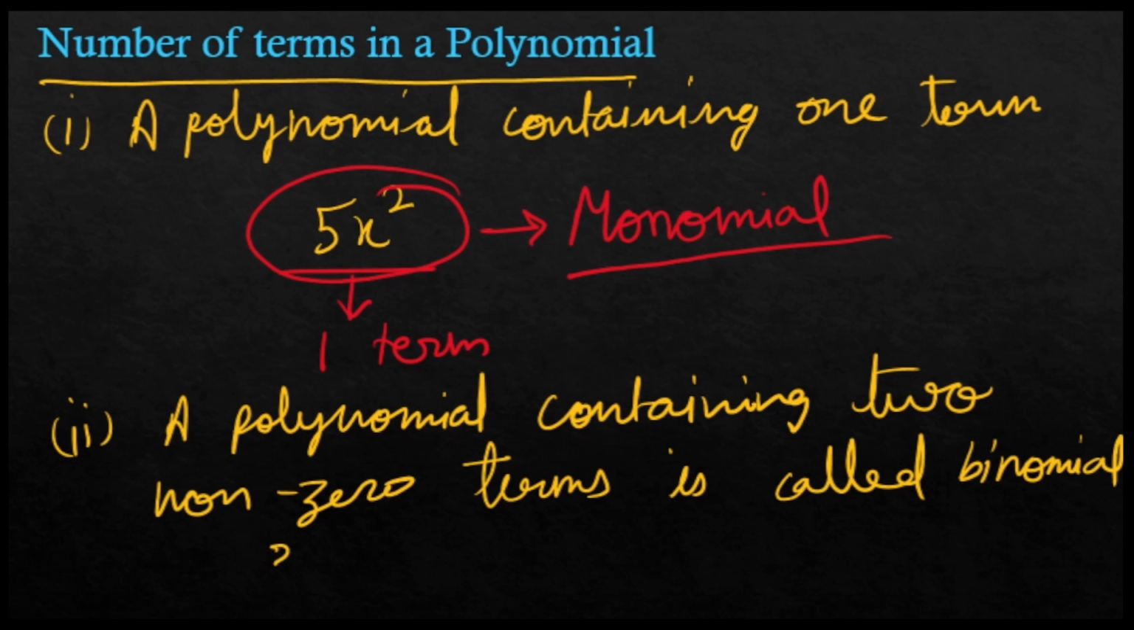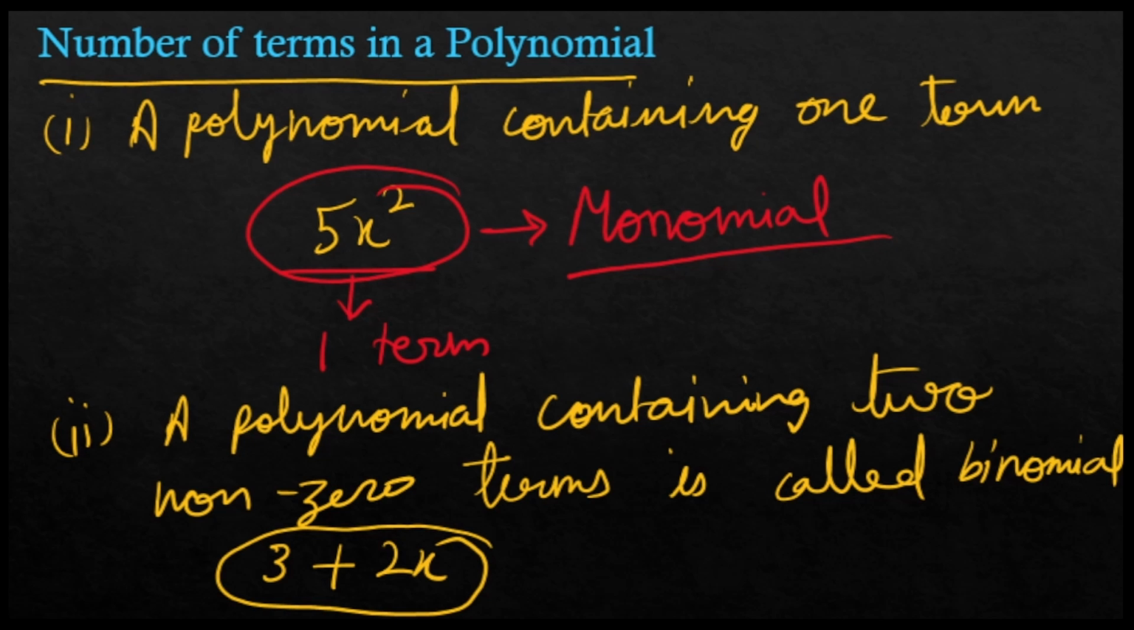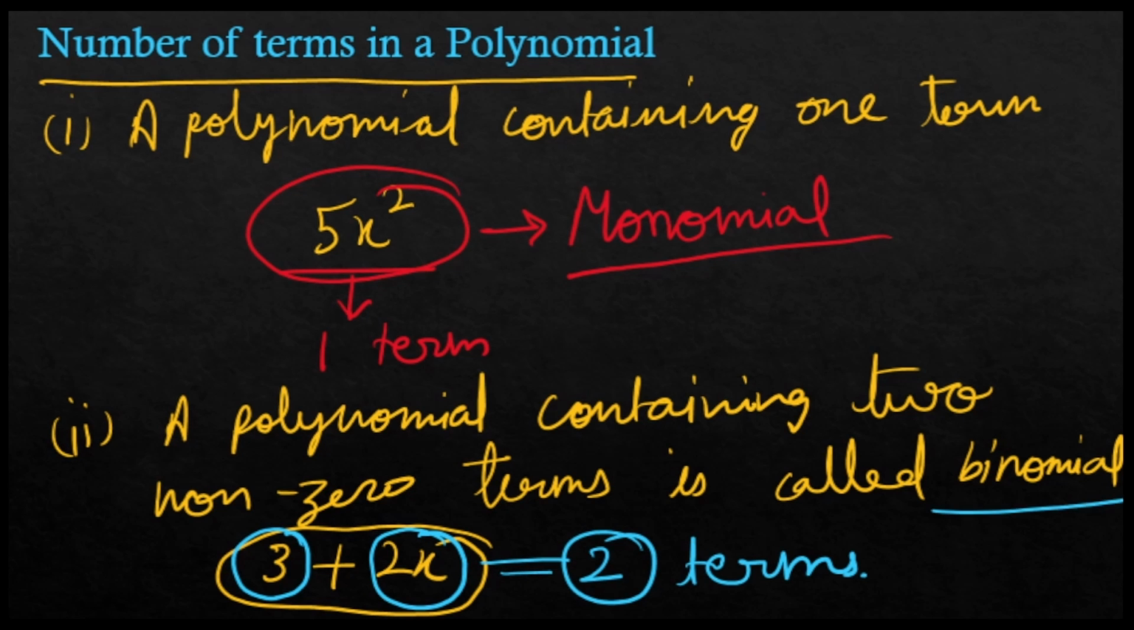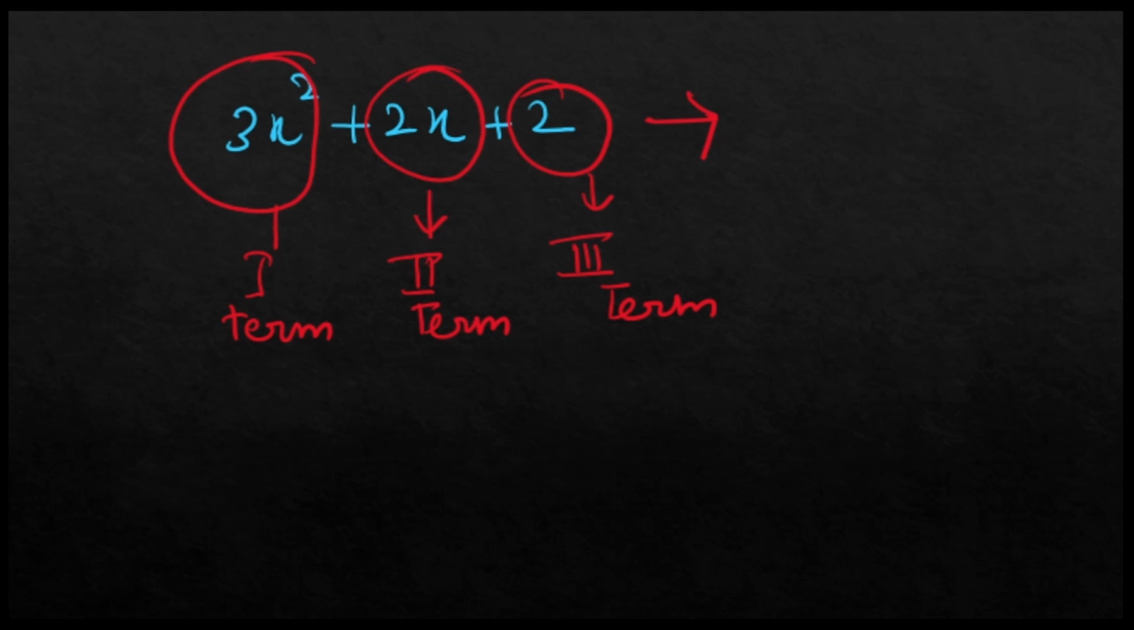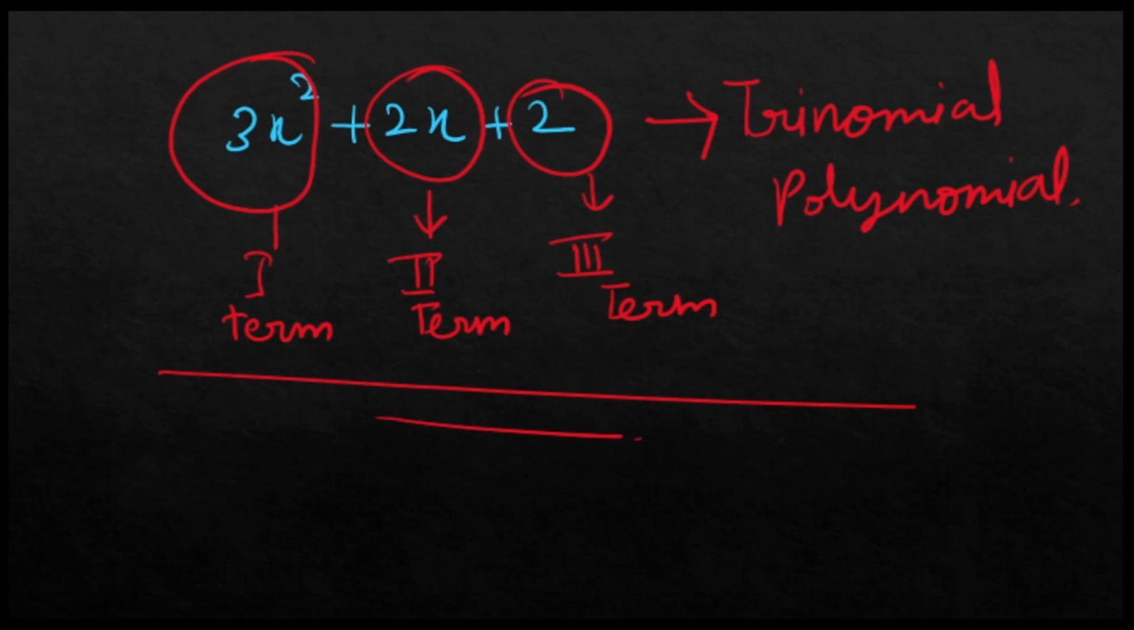For example, 3 + 2x. You can clearly see that 3 is the first term and 2x is the second term. The total is 2 terms. So this is a binomial. In the same way, if an algebraic expression has 3 terms, for example, this is the first term, this is the second term, this is the third term, then it is known as a trinomial. Hence it is clear to you all.